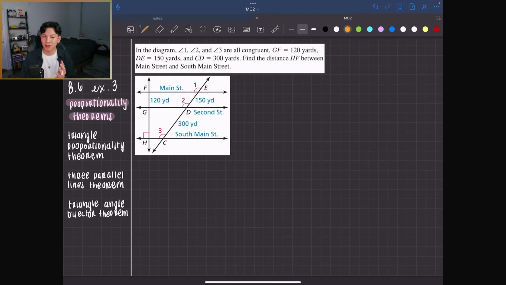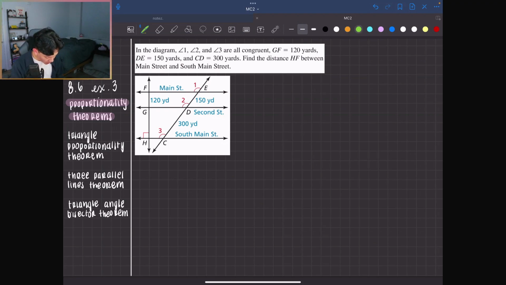In this next example, we're going to be using the three parallel lines theorem. What this theorem states is if three parallel lines intersect two transversals, then they divide the transversals proportionally. So let's take a look at this diagram.